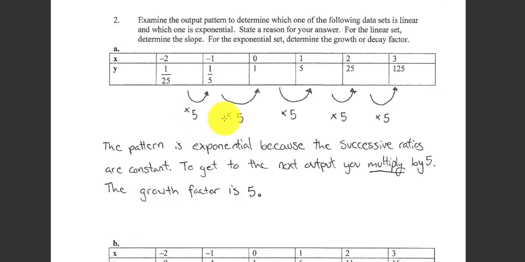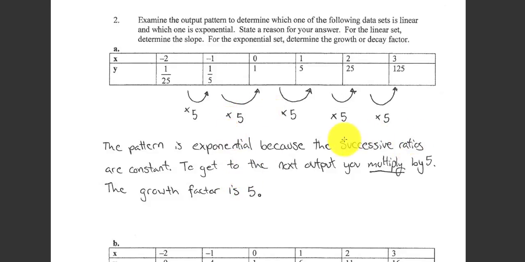Also, you could say, well, we're multiplying by the same number, right? 1/5 times 5 is 1. 1 times 5 is 5. 5 times 5 is 25. 25 times 5 is 125, right? We're multiplying by the same amount. We know we have an exponential function, okay?